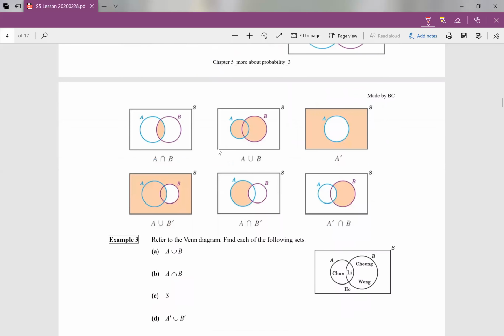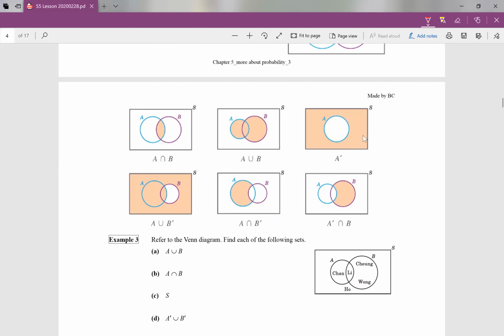More examples about this. Suppose S is the universal set and A and B are sets like that. This part in the middle, the overlapping part, means A intersect B. How about A union B? A union B means take all the elements in A plus all the elements in B, including the overlapping part.